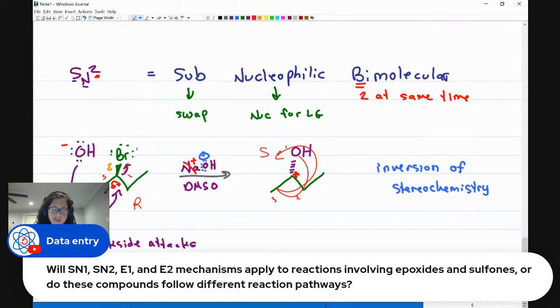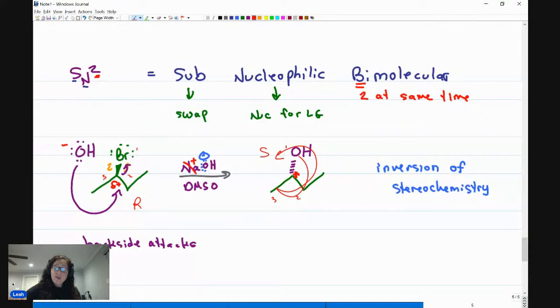Mechanisms. So the SN1, SN2, E1, E2 mechanisms apply to reactions involving epoxides and sulfones. Yes, an epoxide is one type of. So epoxides typically get opened with substitution rather than elimination, but it's like an SN1 and SN2. So the acid catalyzed will be like the SN1, the base catalyzed will be like SN2. But a lot of your sulfur reactions, a lot of your ether reactions, they're just glorified SN1 and SN2. And so what I'm showing you today is going to be relevant to those molecules. You're just limited in the kind of molecules that you're working on.